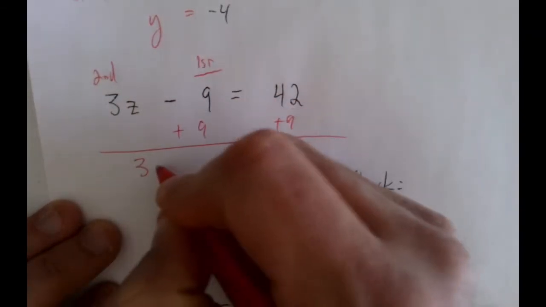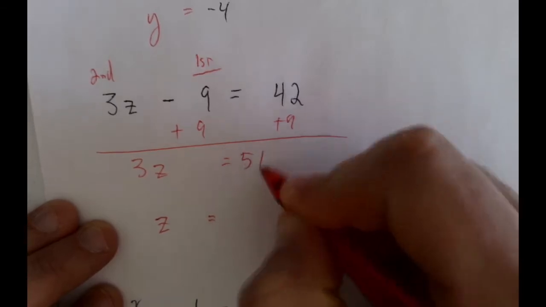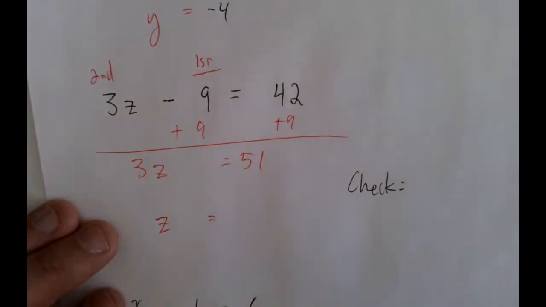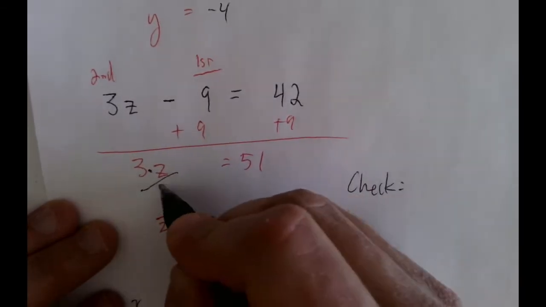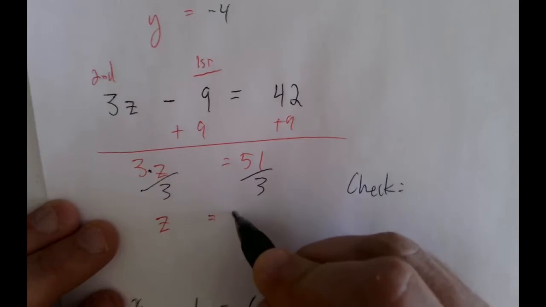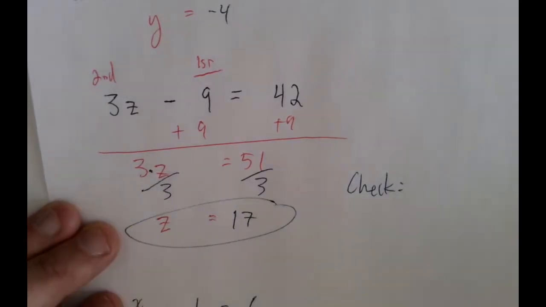So I've got 3 times z equals 51. And then I've got to get rid of the 3 times z. I've got to get z by itself, so I'll get rid of the times 3 by division. And we'll get an answer of 17.